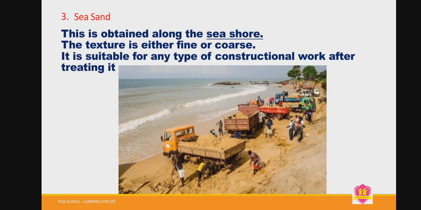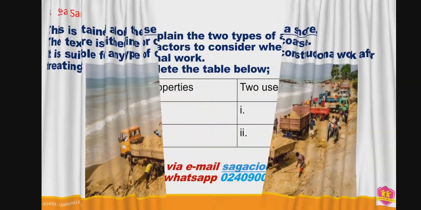The third type of sand is sea sand, which is obtained from the seashore. The texture after obtaining it may be either fine or coarse. We shouldn't forget that sand obtained from the seashore contains salt, and this salt content can be treated by natural or artificial means. After treating it, your sand is suitable for any constructional work.